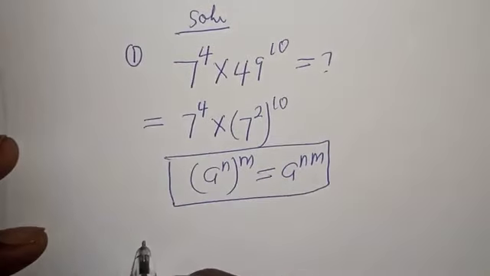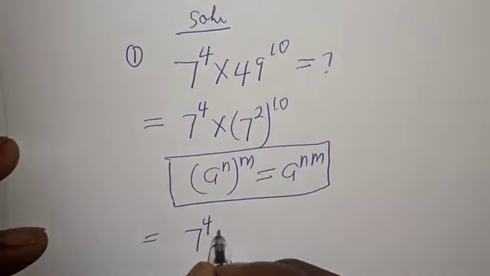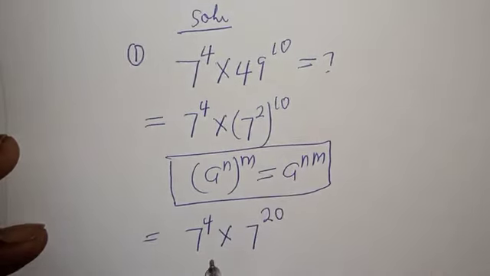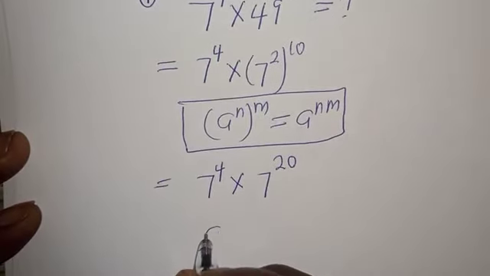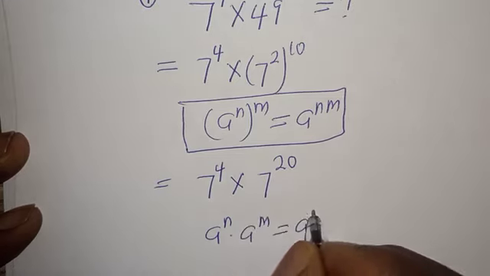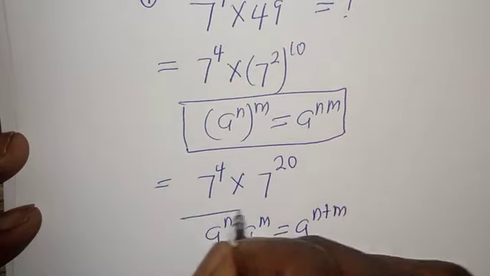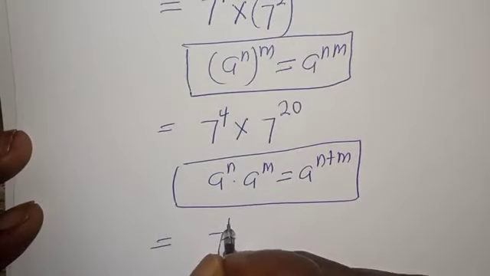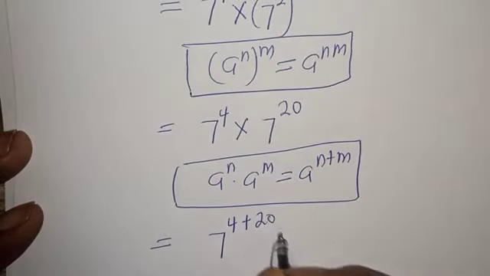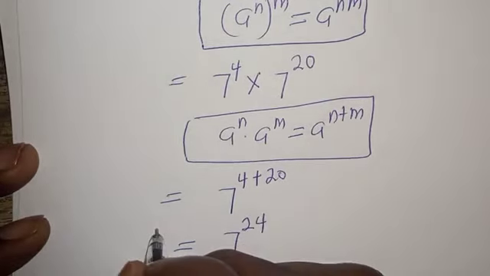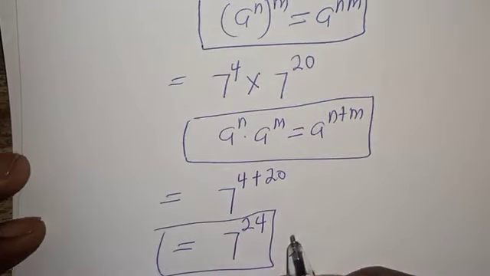So here we have 7 raised to power 4 multiplied by 7 raised to power 10 times 2, that is 20. And if you have a raised to power n multiplied by a raised to power m, this is equal to a raised to power n plus m. So this can be written as 7 raised to power 4 plus 20, equal to 7 raised to power 24. And this is the final answer.